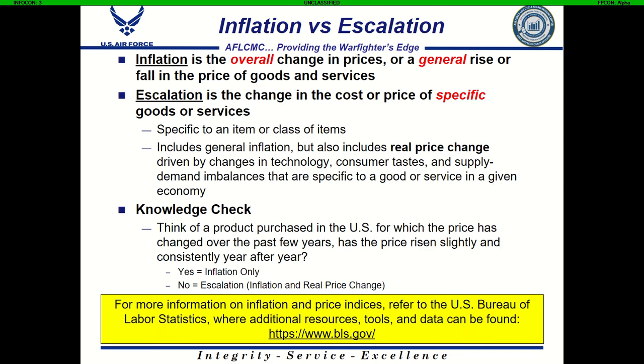Inflation versus escalation. Inflation is the overall change in the prices, or general rise or fall in the price, of goods or services. So we normally think of inflation as a one-way train where it only goes up, but technically inflation can come down, and in different economies it's going to act differently. So the inflation that we're going to focus on is going to be on the US dollar. So we're going to be specific to the US economy. But if you were talking about inflation of a different currency, then you would need to look at the economy of that currency.